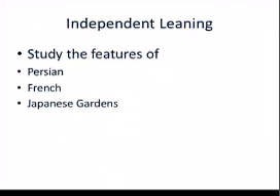In this lecture you have some more independent work. That means you have to study the features of Persian, French and Japanese garden. That's your independent learning work.